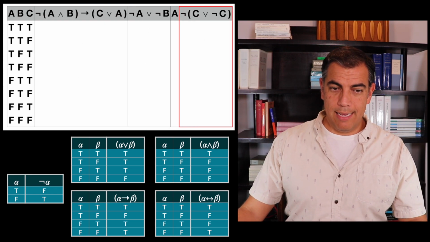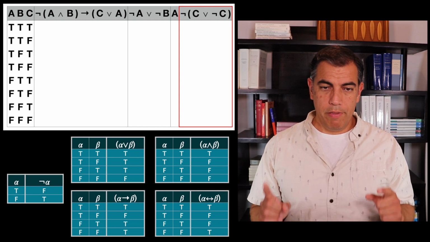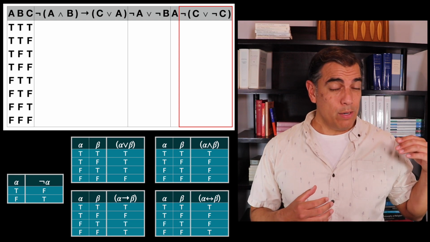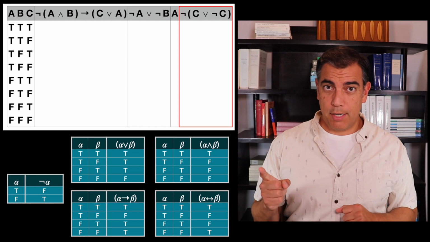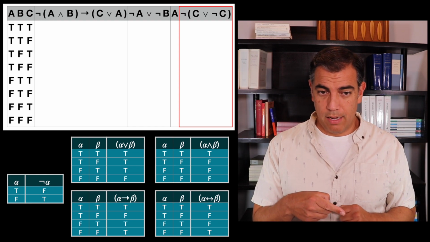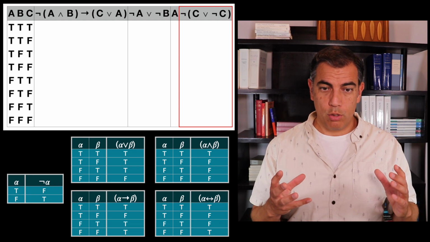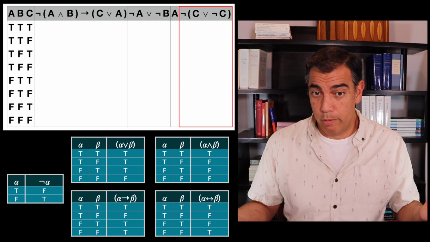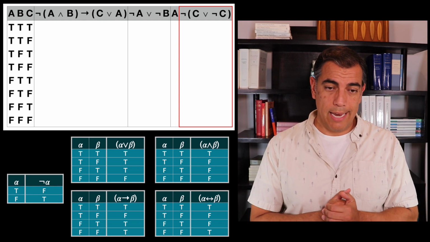Argument 8 says, if it's not the case that both A and B, then it is the case that either C or A is true. Premise 2, either it's not the case that A or it's not the case that B. And that's actually the antecedent of premise one. It's not the case that both of those two things are true, A and B. That means at least one of them's got to be false, possibly both. And that's what premise two says. So C or A is going to end up being true.